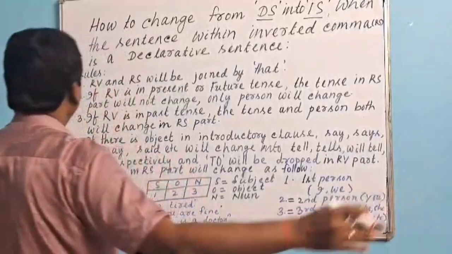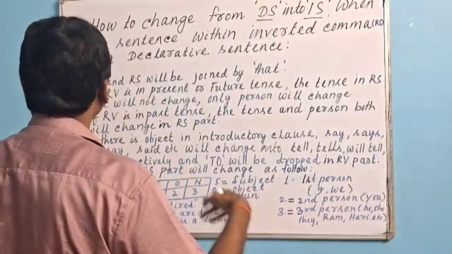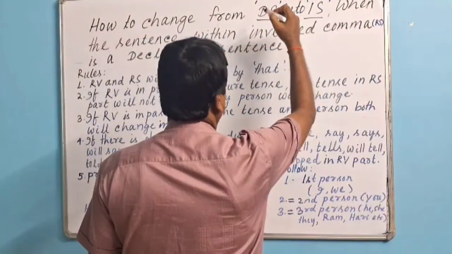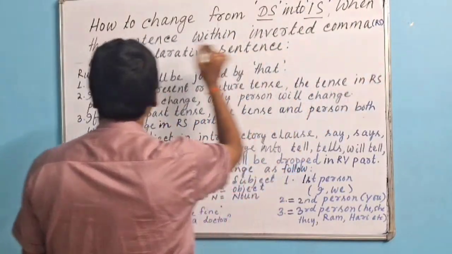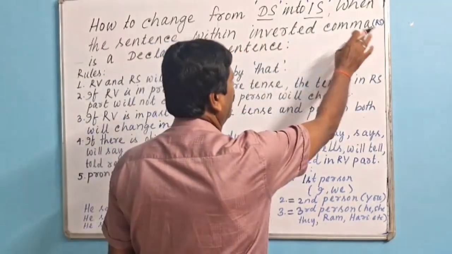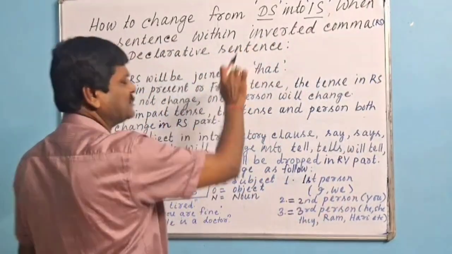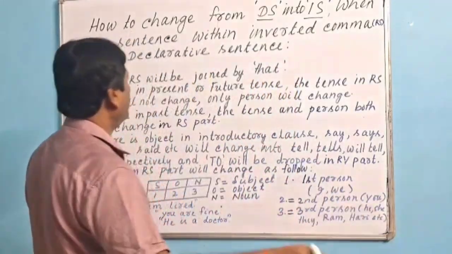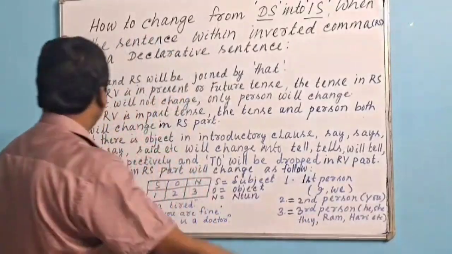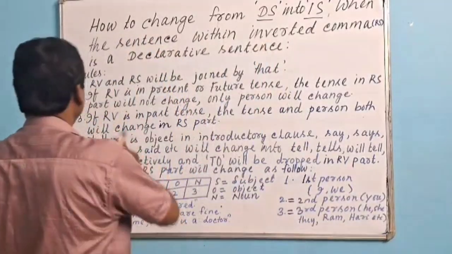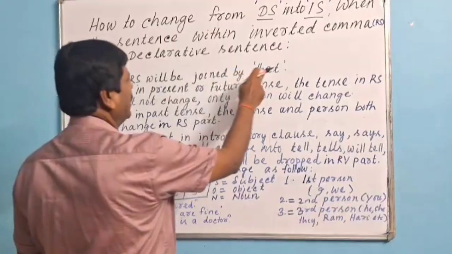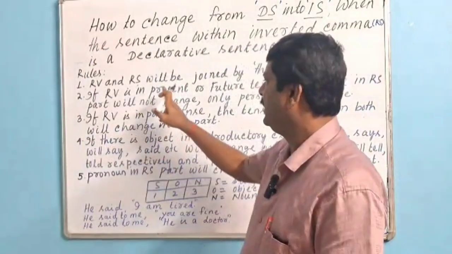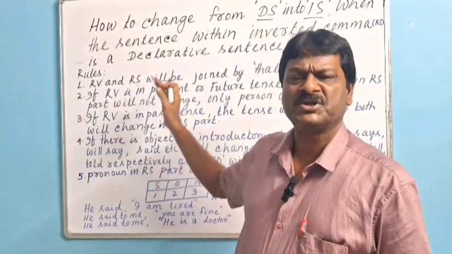Okay, dear guys, now we shall discuss how to change from direct speech into indirect speech, or DS into IS, when the sentence within inverted comma or RS is a declarative sentence or assertive sentence or statement, right? We have to follow certain rules. The point number one is RV and RS will be joined by that. RV, reporting verb, and RS, reported speech.